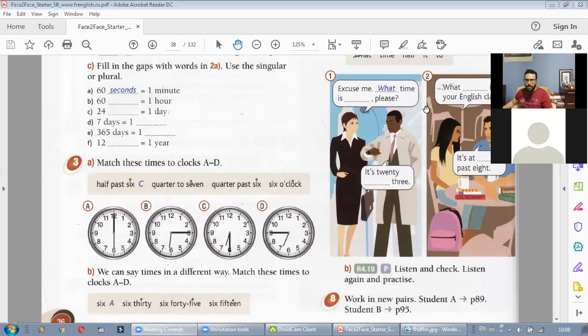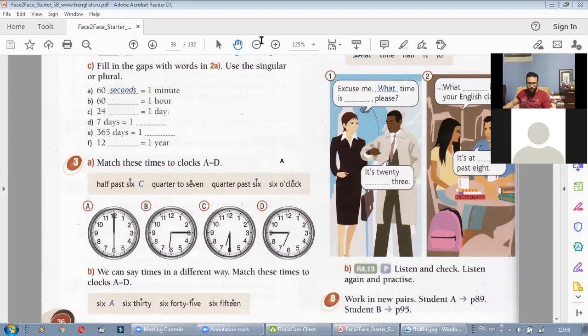Okay, so I'm back. For A, what's the time here in A? 6 o'clock. All right, so it's 6 o'clock. That's good. That's correct. What about B?